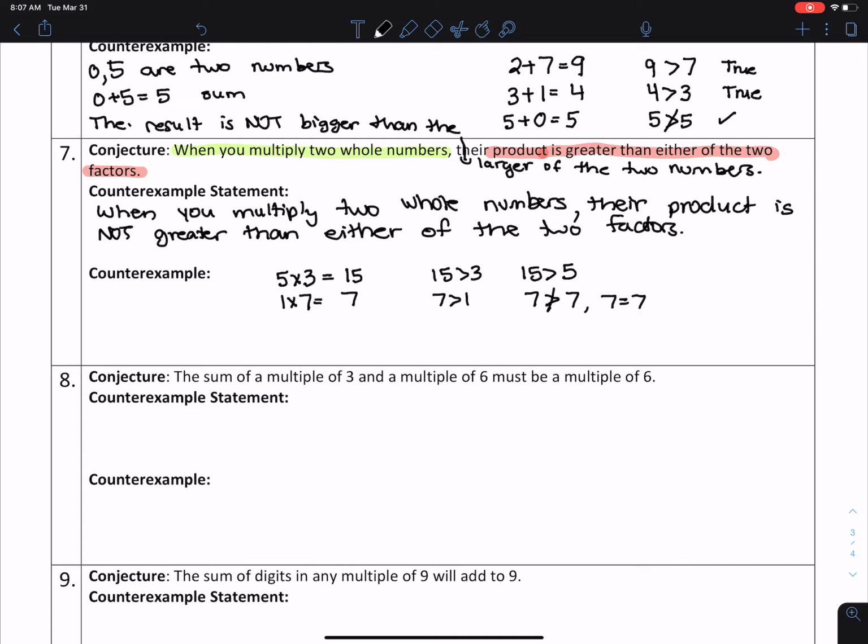So this could be an example of my counterexample, because it says here that when you multiply the two numbers, the product has to be greater than either of the two factors, and here it's not greater, it's actually equal. So my counterexample would be the numbers 1 and 7. I multiply them. 1 times 7 is 7. 7 is not bigger than 7. So this would be my example of my counterexample.